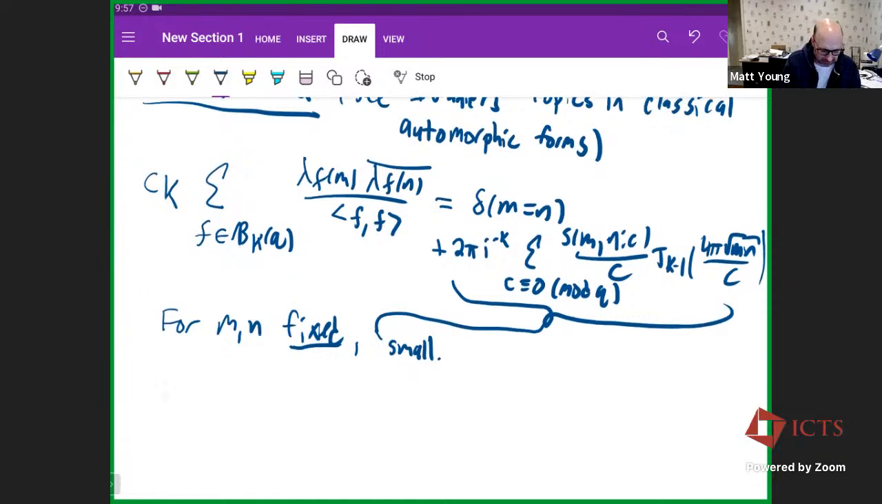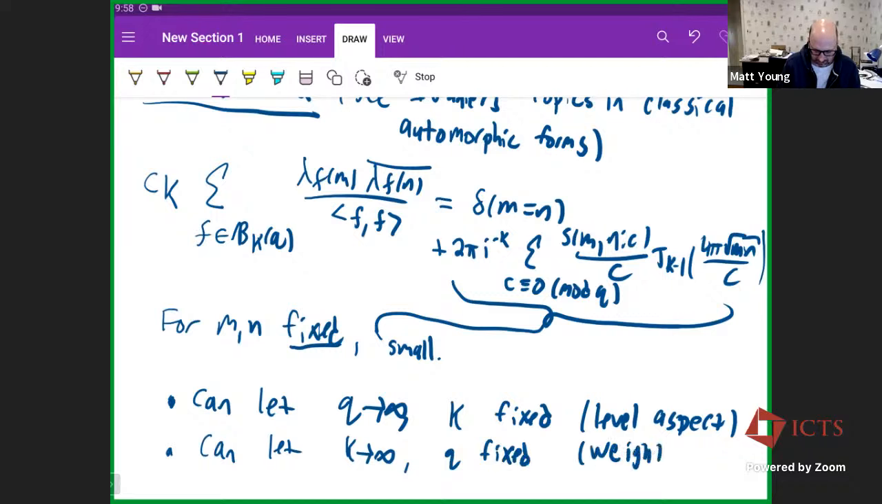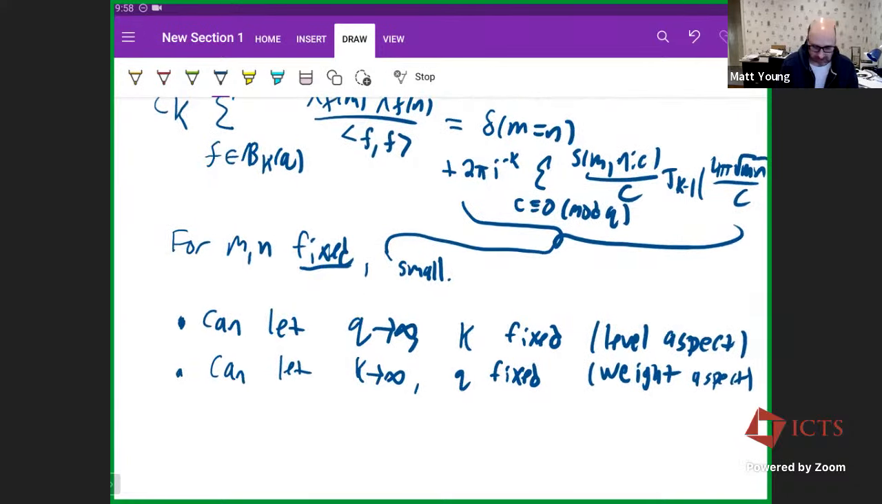And in this setup, there are a few different aspects. You might let q go off to infinity, where you hold the weight fixed. We will call this the level aspect. We can also go the other way: we could fix the level and let the weight go off to infinity. This would be called the weight aspect. You can also sum over weights.